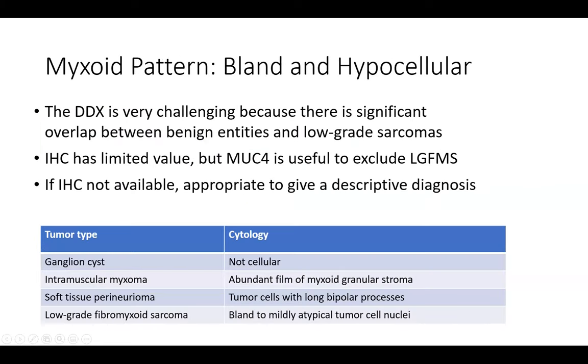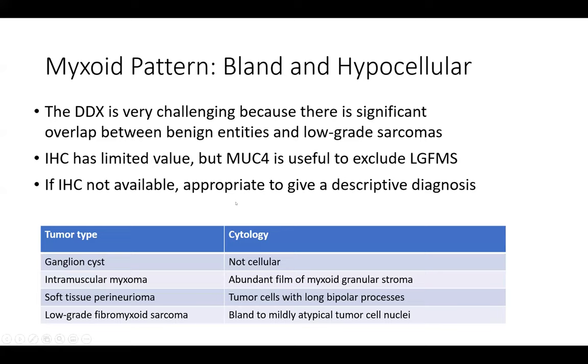So another myxoid pattern to consider are lesions that are bland and hypercellular. This class of lesions is very difficult because there's significant overlap between benign entities, which comprise the majority of the differential diagnosis, as well as low-grade sarcomas, typically low-grade myxofibrosarcoma and low-grade fibromyxoid sarcoma. Immunohistochemistry really has limited value here, since there aren't characteristic immunohistochemical profiles for a lot of the entities, apart from low-grade fibromyxoid sarcoma, which is characterized by MUC4 expression.